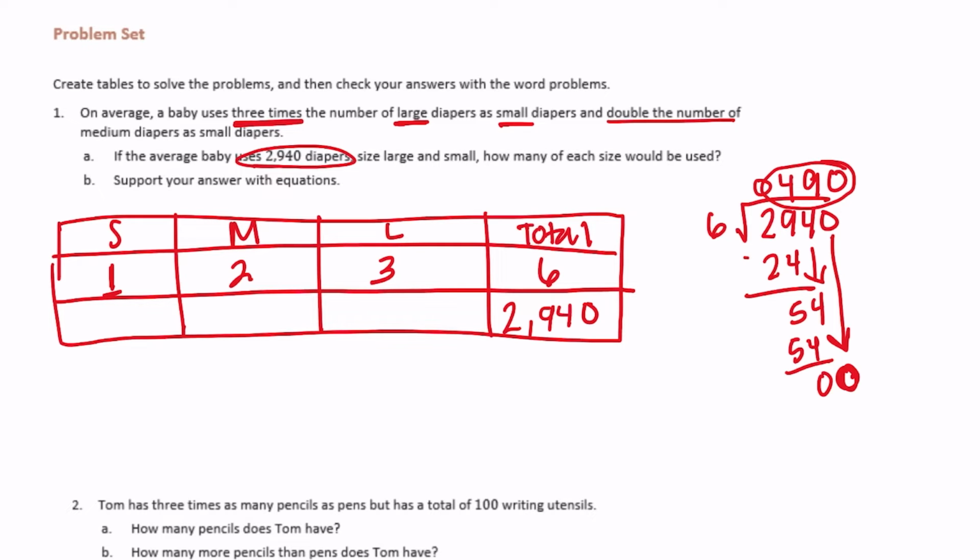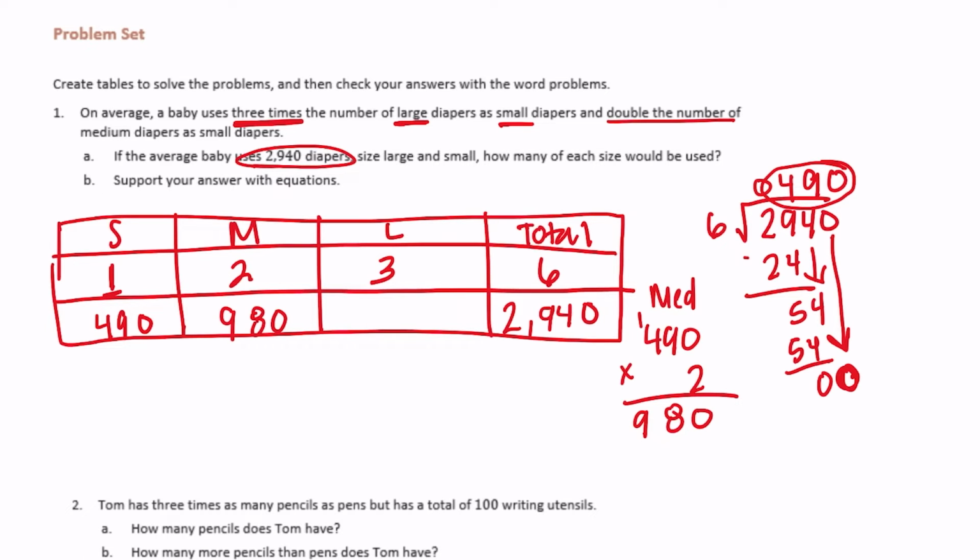So since small is only one part, that would be 490 small diapers. Medium would be 2 groups of 490. So let's do 490 times 2. So this is for medium. 9 times 2 is 18. 2 times 4 is 8, plus 1 is 9, so that'd be 980 medium diapers.